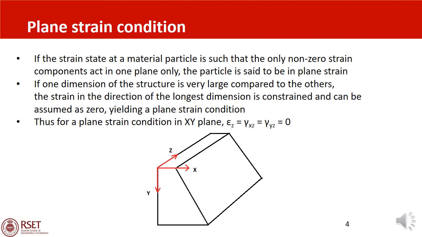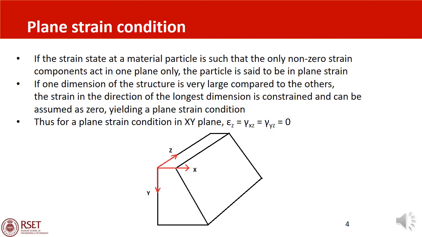Now we will discuss the concept of plane strain condition. For the plane stress state, we have seen that we have a body which is thin in z direction, whereas for a plane strain condition, we have a thick body in the z direction. That is, the dimension of the structure is very large in the z direction compared to the dimensions in the x and y directions. Hence, the motion or strain in the z direction will be constrained or inhibited. Thus, for a plane strain condition in the xy plane, we can say that epsilon z equal to gamma xz equal to gamma yz equal to 0.